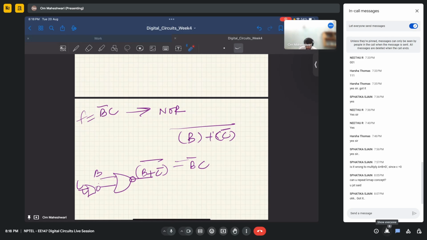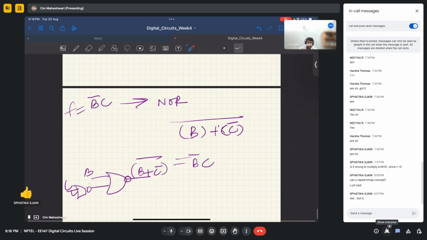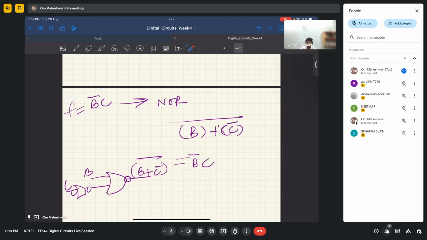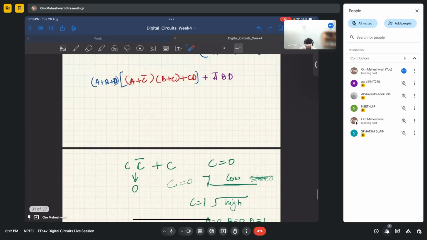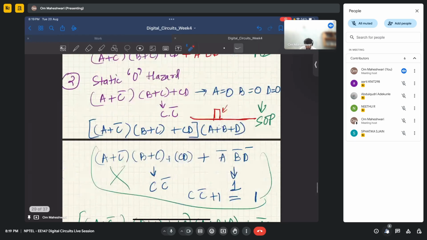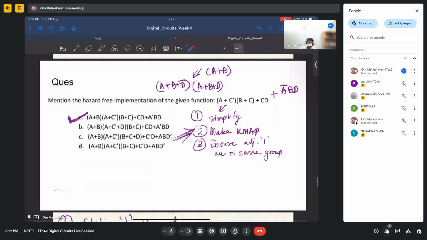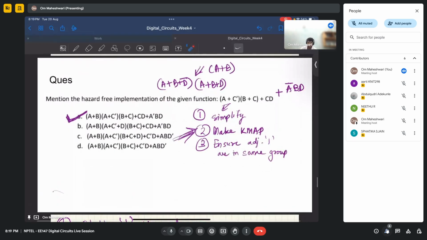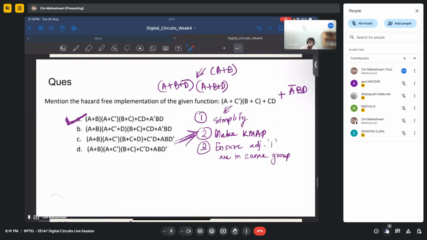Is this clear? Yes, sir. Okay. Is there anything else? If not, we can close the session. Okay. So just try to do this question again with KMAP once and see if you are getting the same answer or not. If there is some issue, we will discuss it in the next class.